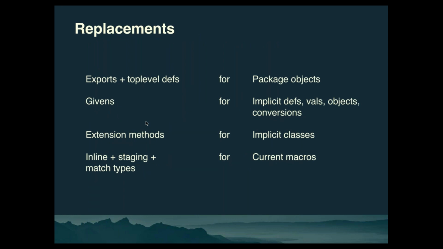If you look at some of the replacements, what we see is we have exports and top-level definitions that will replace package objects, givens that will replace implicit defs, vals, objects, and implicit conversions. Extension methods can replace implicit classes, and inline, staging and match types are more than a match for the current macros.